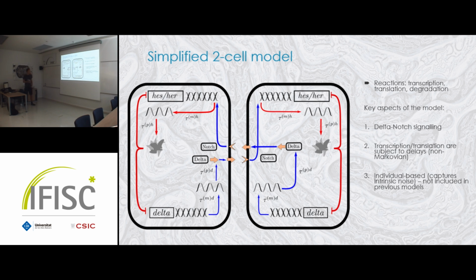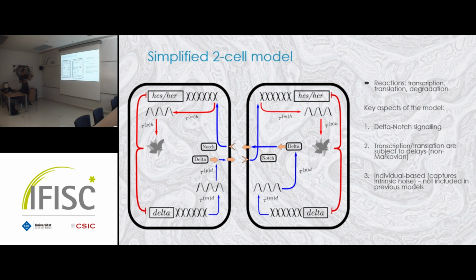We also have this delta gene, which produces protein, which is then secreted by the cell. When the protein is secreted, it binds to the notch receptor on the opposing cell, and this then regulates the clock gene in that cell. So the delta gene is responsible for communication between the two cells, essentially. This is a so-called delta-notch signal. So this is one aspect of our model.